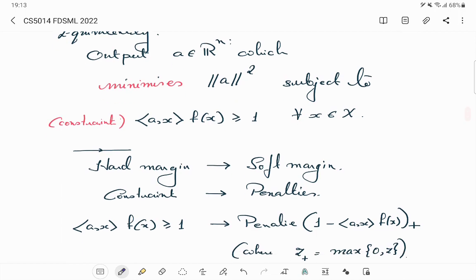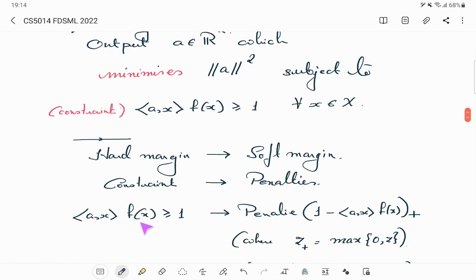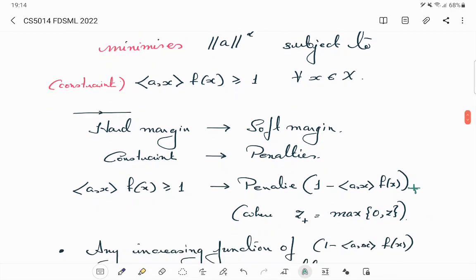So instead of saying the inner product of a·x times f(x) is always greater than or equal to 1, we try to penalize this quantity, 1 minus the inner product a·x f(x), but with a subscript of plus. This is a notation that I want you to notice, which we will use. When you say z plus, what we mean is that if z is already positive, you take that, but if z is negative, then you take it to be 0. So that is what this z plus function will look like.